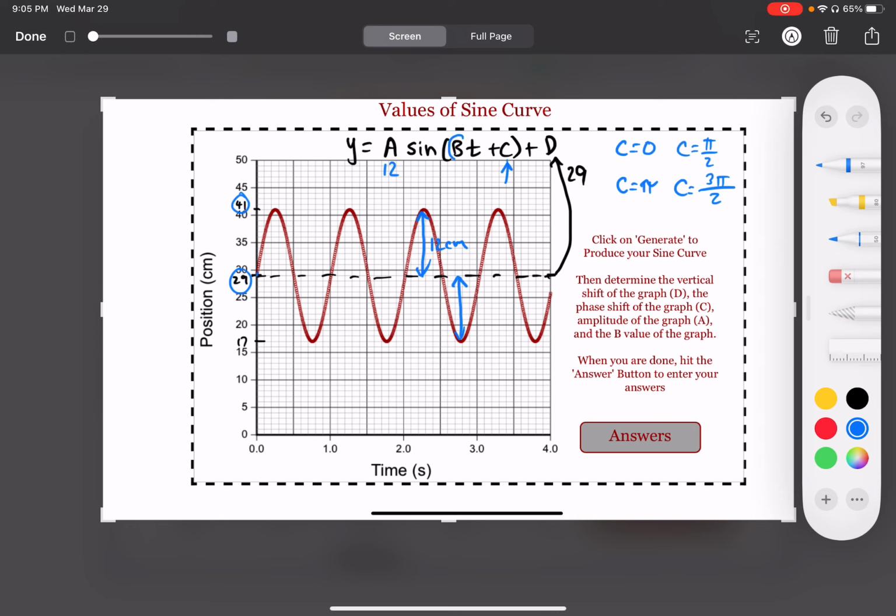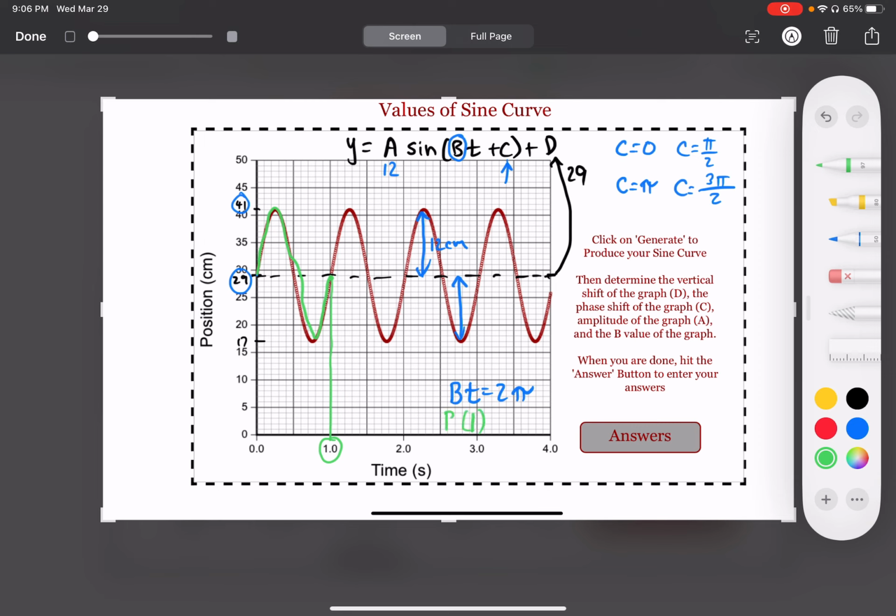Finally, the toughest part is figuring out this B value. So for one complete cycle, we always say BT equals 2 pi. So then all we have to do is figure out how much time it takes for one complete cycle. Hopefully you could see one complete sine curve ends right around the 1 second mark. So that was very lucky. Okay, so you'd put in 1 for your time.